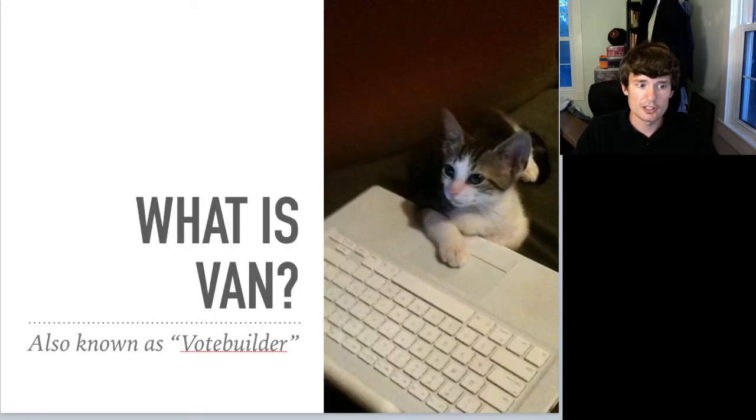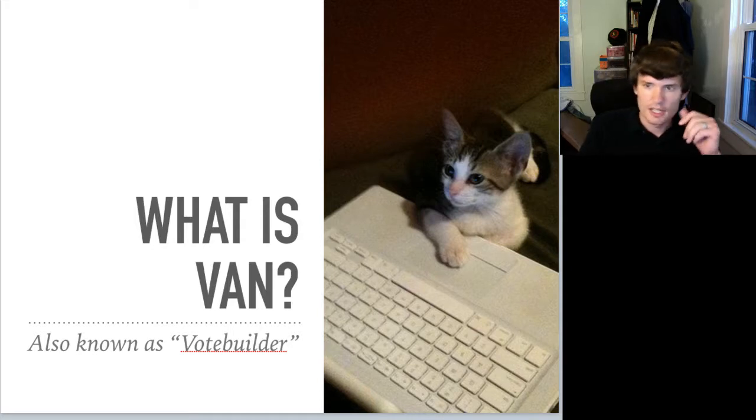So the next part of our presentation, we are going to be talking about VAN, which is the Voter Activation Network, also known as Votebuilder. So if you hear people use the word VAN, or you hear people use the word Votebuilder, just know that for our purposes, those two are interchangeable. They mean the same thing in our context. So VAN is third-party software that the Democratic Party uses to keep track of voters and to keep track of people who work or who volunteer for a political campaign.